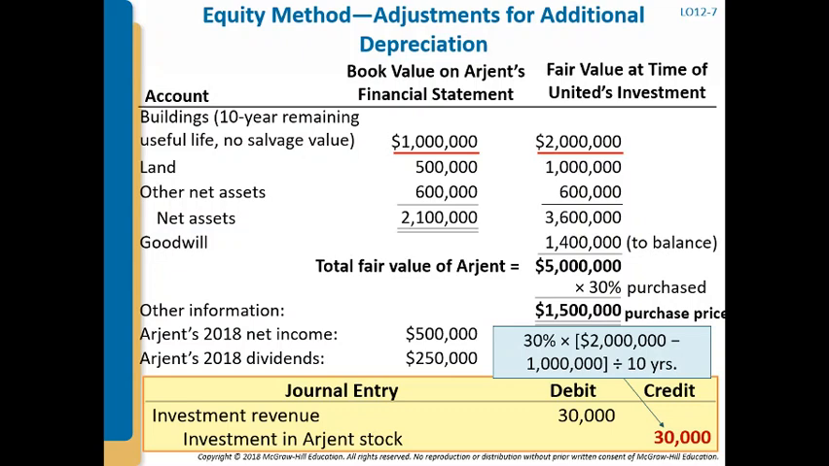And again, notice there's the difference, the fair value of $2 million versus the book value of $1 million of the building. It's a $1 million difference between the two. United's portion of that, of course, is the $300,000, and so that's going to be amortized over the 10 years at $30,000. And so there's your journal entry for that. So you're reducing revenue and you're reducing your investment in the stock.